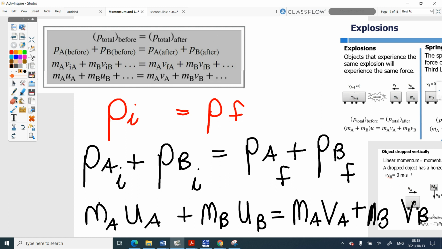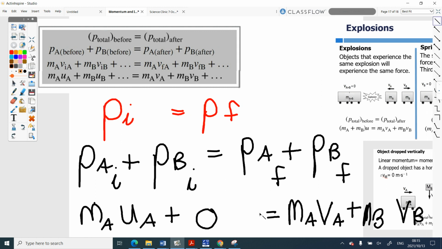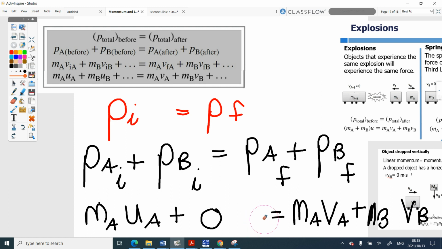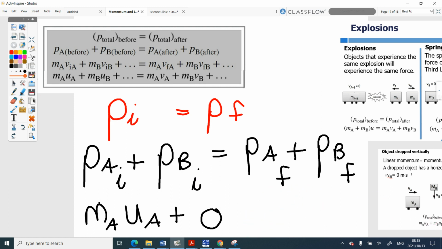So what you can do then with our equation, this becomes the momentum of object A plus the momentum of object B. What does it become? Plus zero. And then after the collision, what does that become? So you can just simplify it.